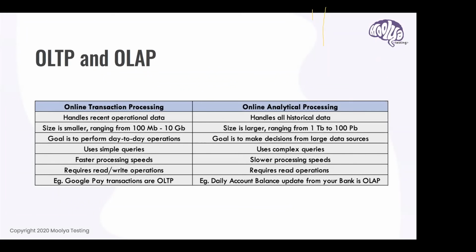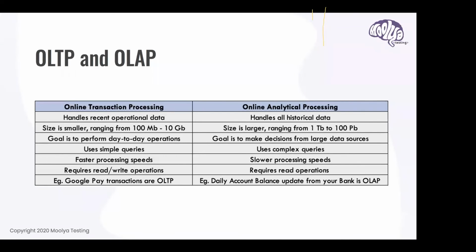When a salary is credited to your account, you'll be paying all the credit card bills, sending some money to your parents, sending the rent to landlords, and paying some electricity bills, paying internet bills using Google Pay or any other UPI. So all these transactions are OLTP. All these transactions will be stored in a database, each and every transaction.